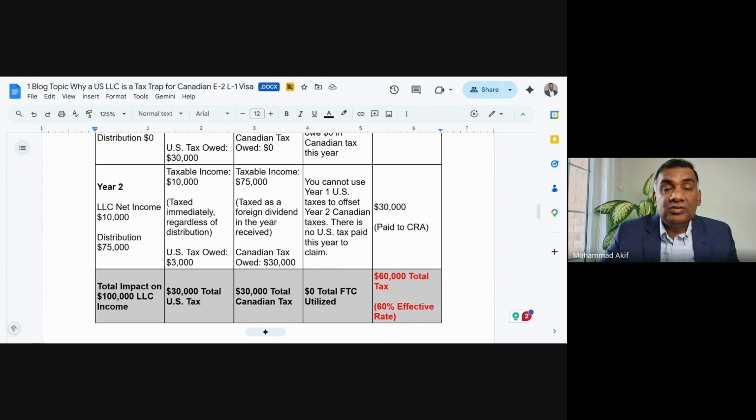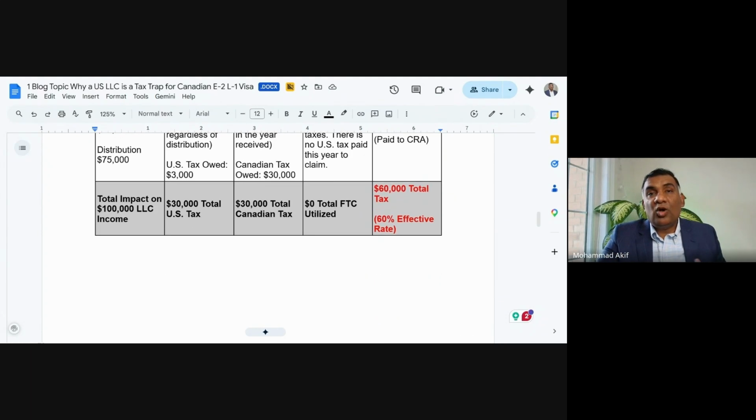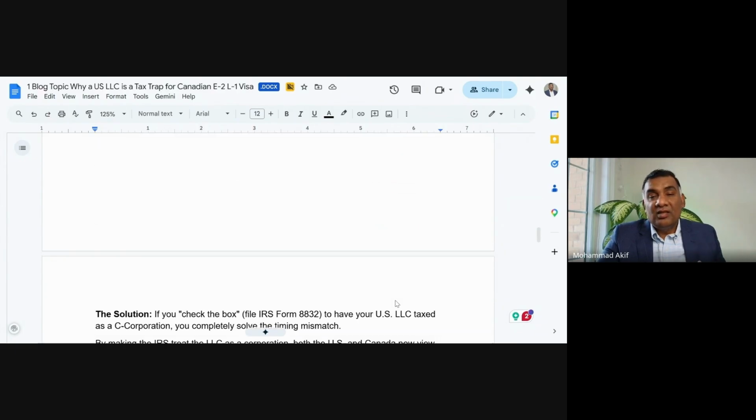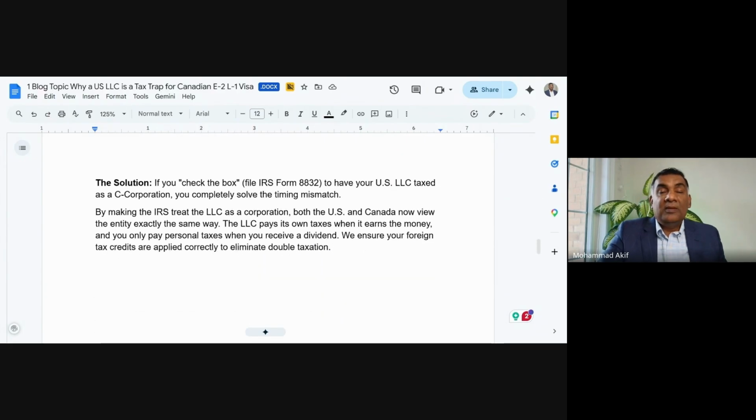Now let's talk about the solution. How can we solve this, right? Let's talk about how we can solve this issue. We can solve this issue by having this LLC being taxed as a corporation on the US side.